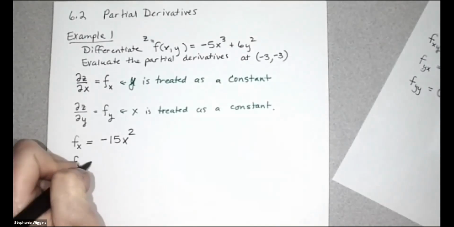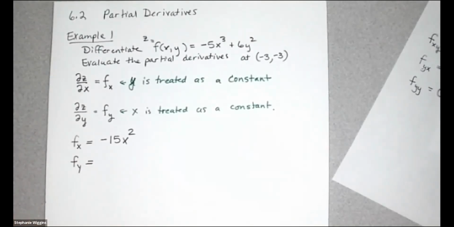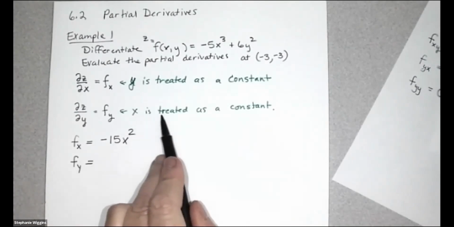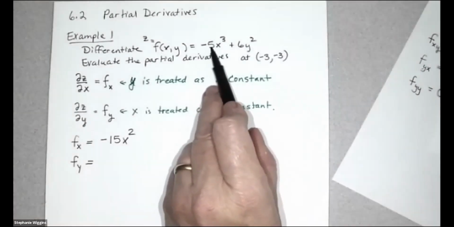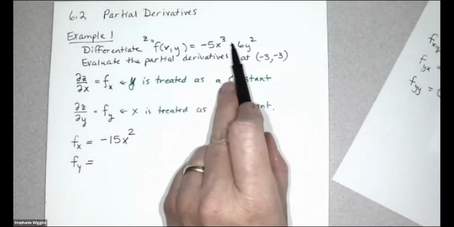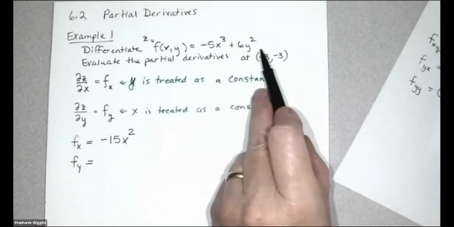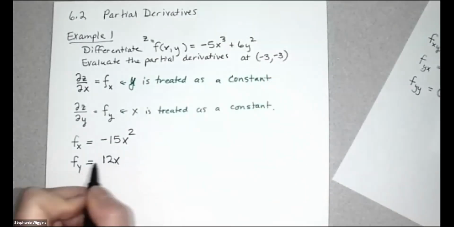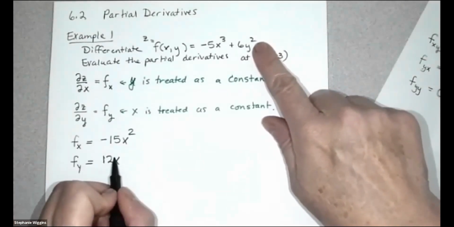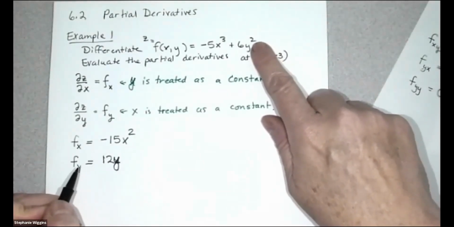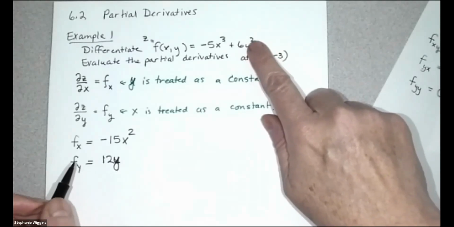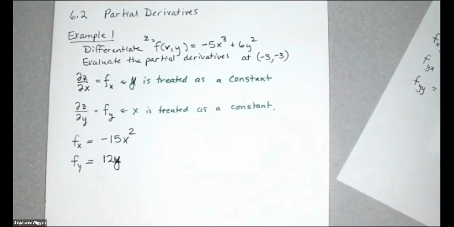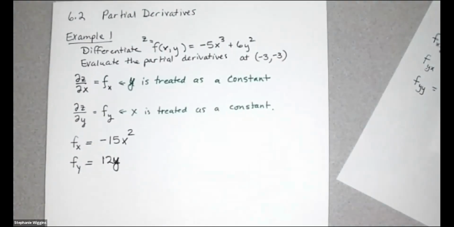Similarly, if I'm differentiating with respect to y, I hold x constant. So x is treated as a constant, so the derivative of -5x cubed is 0 because this whole thing is treated as a constant. And the derivative of 6y squared is 2 times 6, that gives me 12. When I subtract 1 from the 2, I'm just left with y to the 1. So I get 12y. So that's how you take the derivative for multivariable functions.